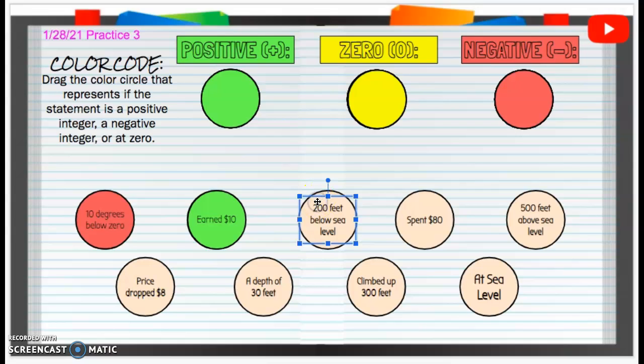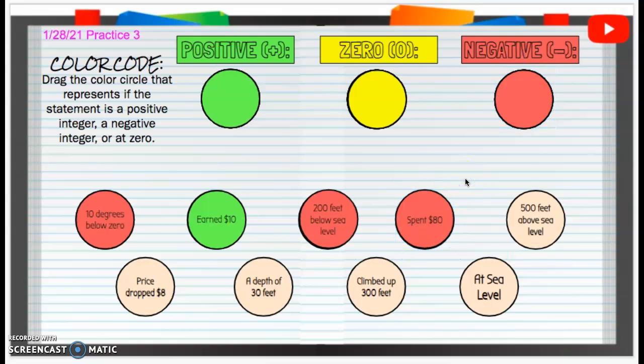How about if you're 200 feet below sea level? Again, if you're below sea level, we're going to be in the negative. What if we spent $80? If you spent $80, you're minus that money. So you're going to be negative.